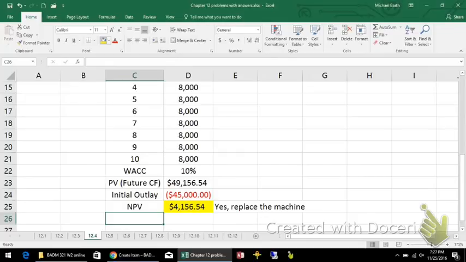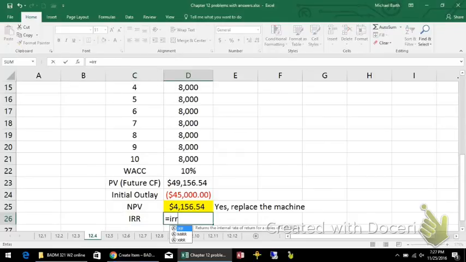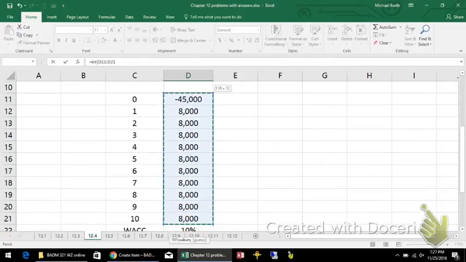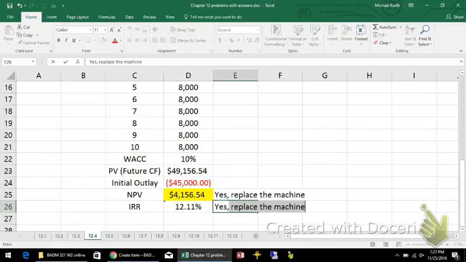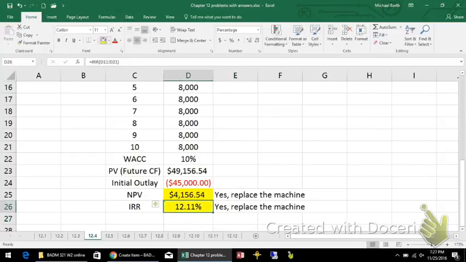By the way, we could have also gotten that from an IRR analysis. If the internal rate of return on this investment, you invest $45,000 to get $8,000 a year, as long as it's earning more than 10%, then you should go ahead and undertake the project. So it costs you 10%, you invest, the investment earns 12%, it costs you 10%, you're going to earn a positive spread.